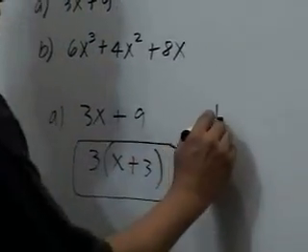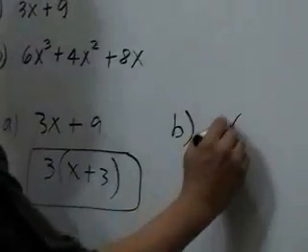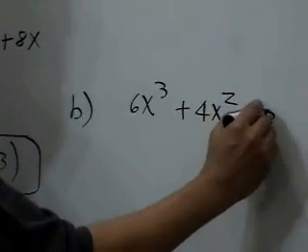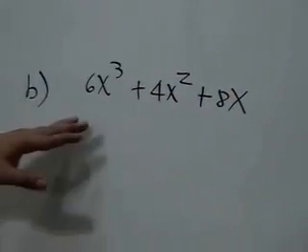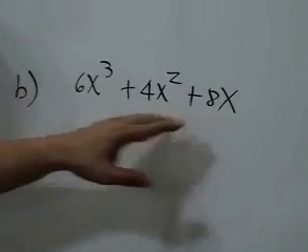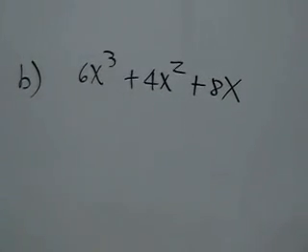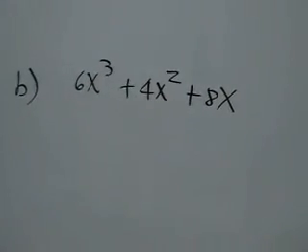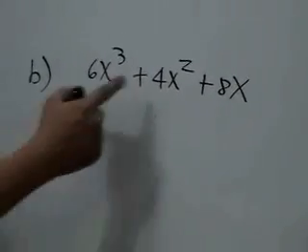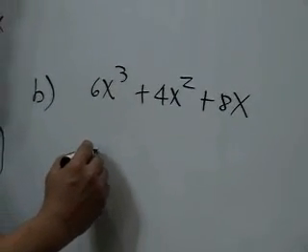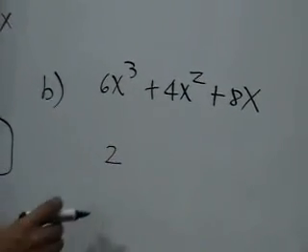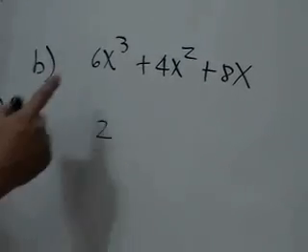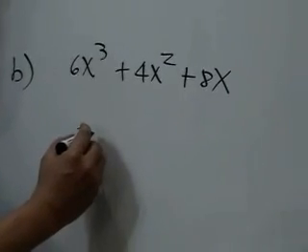Now in the next expression, I'm going to rewrite it here. 6x cubed plus 4x squared plus 8x. We inspect the terms. Let's tackle the numerical coefficients first. 6, 4, and 8. A factor common to those three is 2. And then for the literal coefficients, x cubed, x squared, x. A factor common to those three is x.